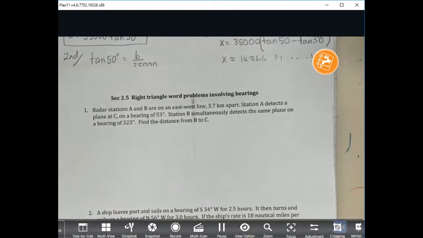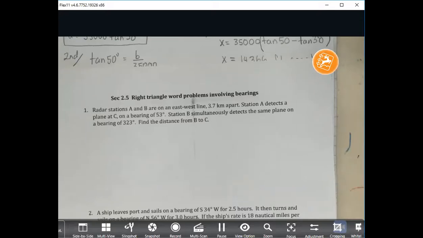Radar stations A and B are on an east-west line, 3.7 kilometers apart. Station A detects a plane at a point C on a bearing of 53 degrees. Station B detects the same plane at a bearing of 323 degrees. Find the distance of that plane at point C to the station at point B.